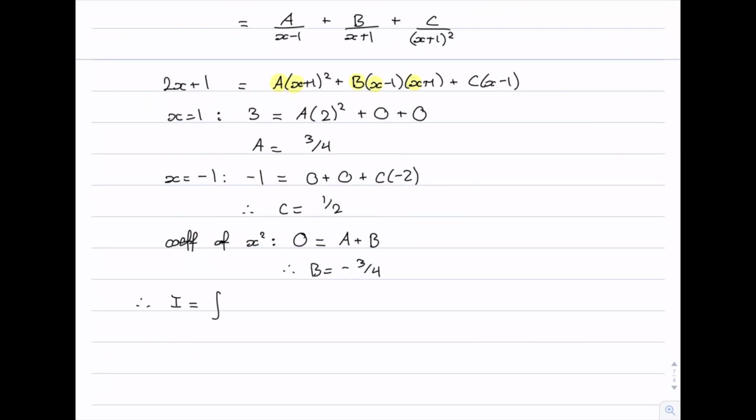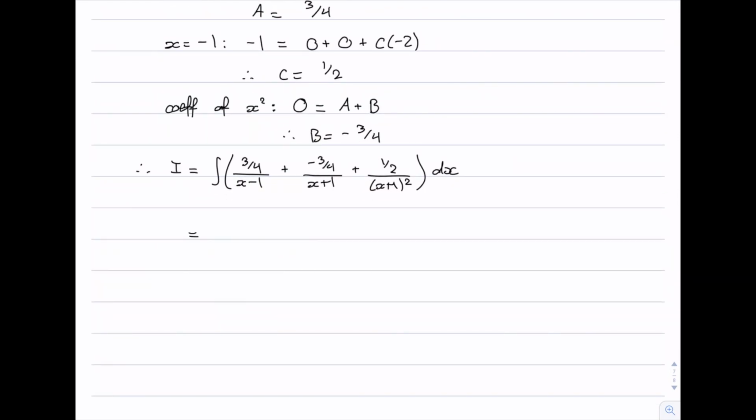And so what's our integral? Our integral is now A over x minus 1, well, A is 3/4, so 3/4 on x minus 1, plus B, which is negative 3/4, so negative 3/4 over x plus 1, plus C, which is 1/2, over x plus 1 all squared, dx.